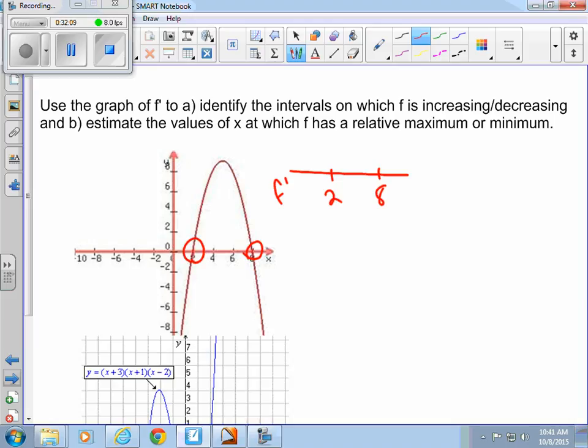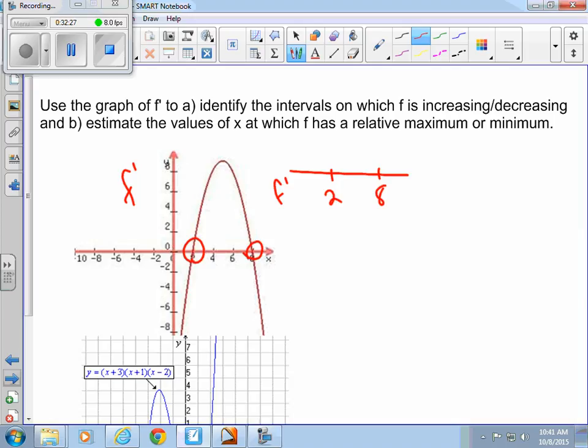If this is f prime, most of the time it will tell you which one it is, so they're not going to try to trick you on which graph it is, but you just need to read. But this is the graph of f prime. So 2 and 8 are my critical values. Does everyone agree that this is f prime?